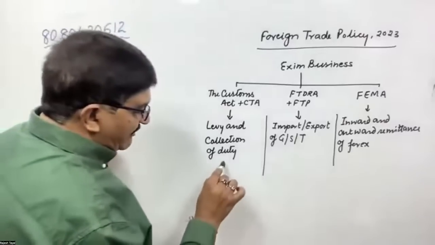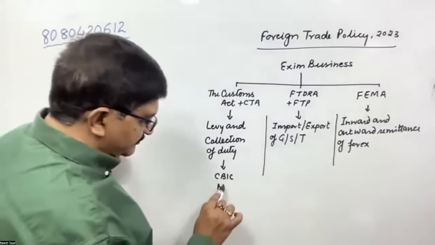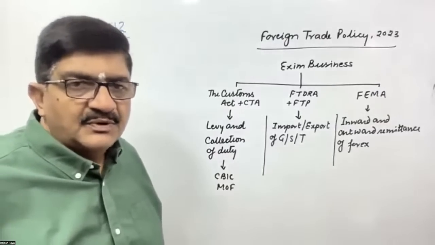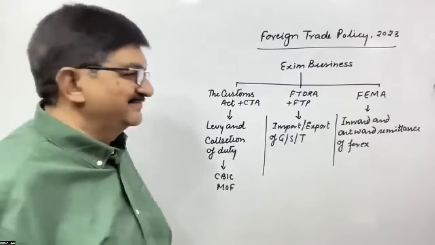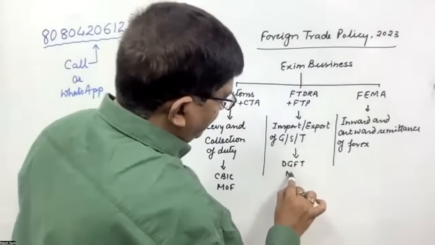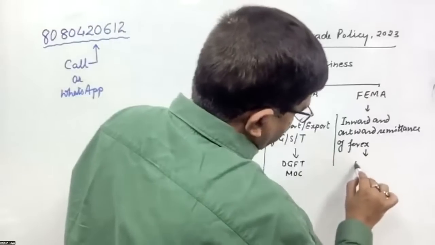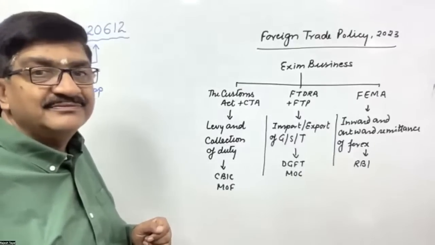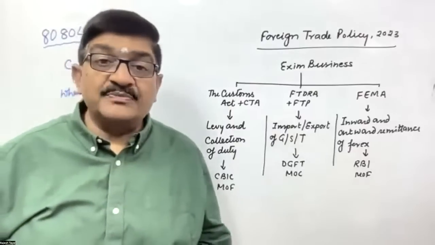As far as these two are concerned, the main authority under this is CBIC. And CBIC comes under Ministry of Finance, which is the main authority under FTP. Commerce Ministry. DGFT. Right. That is about Ministry of Commerce. Okay. FEMA comes under, the main authority is RBI. Right. Ministry of Finance. The control of Ministry of Finance.